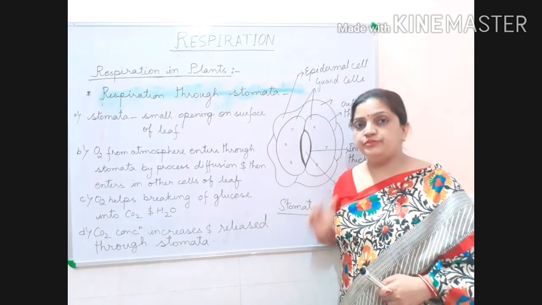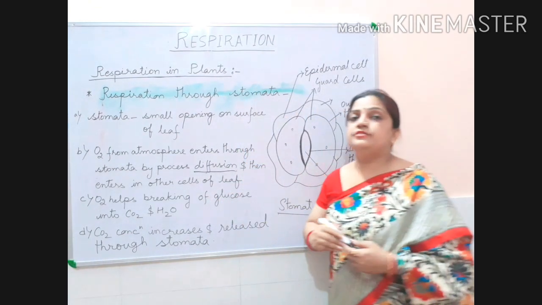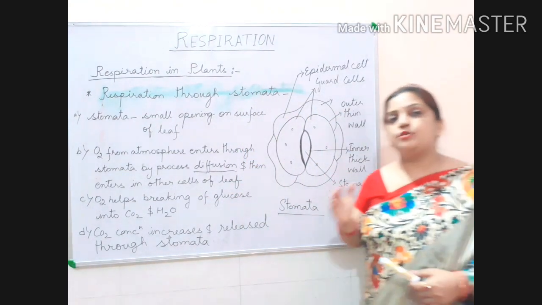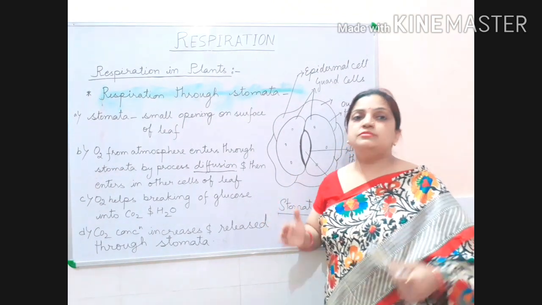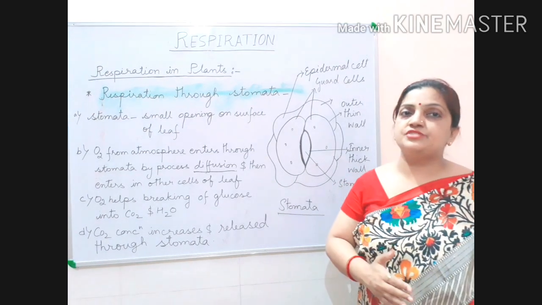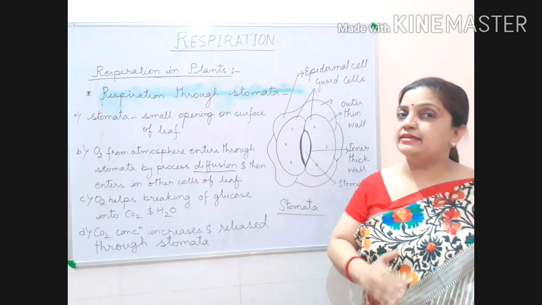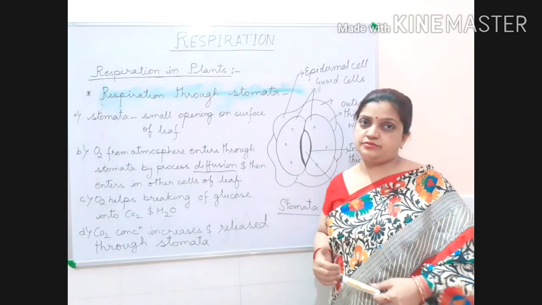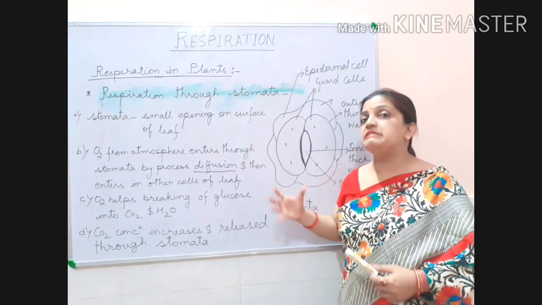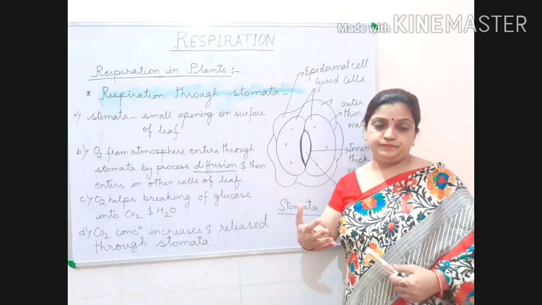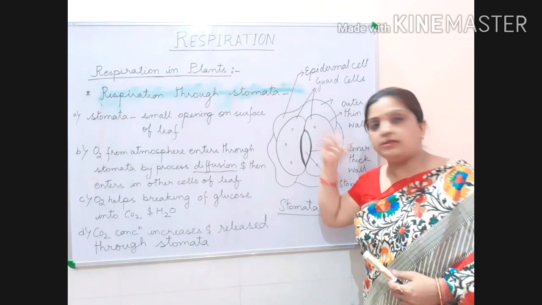So what is diffusion here? This is the second important term: what is diffusion? Diffusion, you all know, is a process where solids, liquids and gases can be transported from the region of higher concentration to the region of lower concentration. Now what is the region of higher concentration and the region of lower concentration? In the case of respiration, oxygen is present in abundance in the atmosphere and the need of oxygen is more inside the cells of the plant.